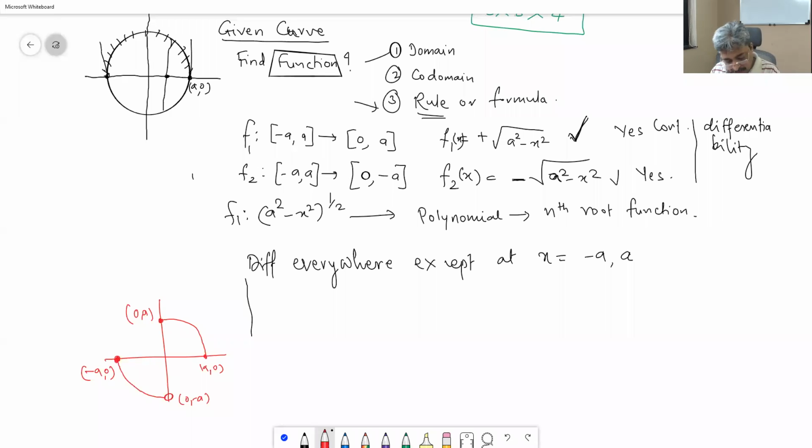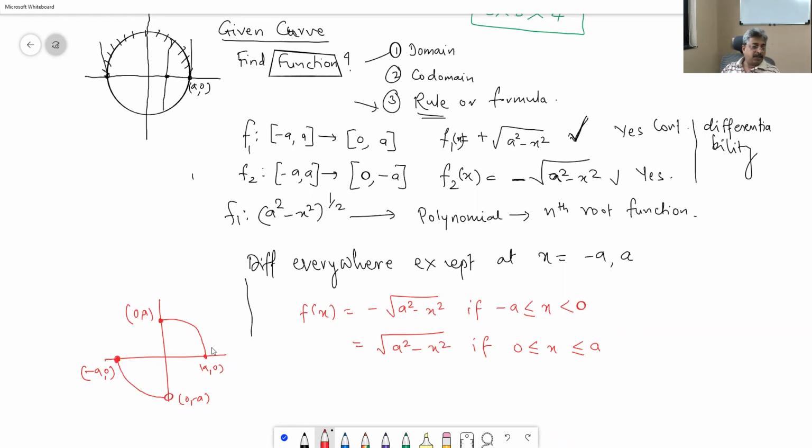Let me write down the obvious definition of this. F of x is equal to the opposite of radical a square minus x square if minus a is less than or equal to x is strictly less than 0, and is equal to plus radical a square minus x square if 0 is less than or equal to x is less than or equal to a. Okay? That is the definition of this function.